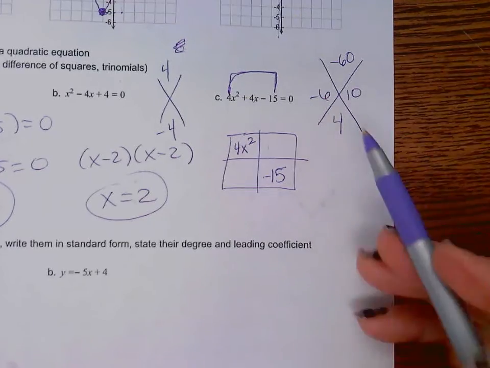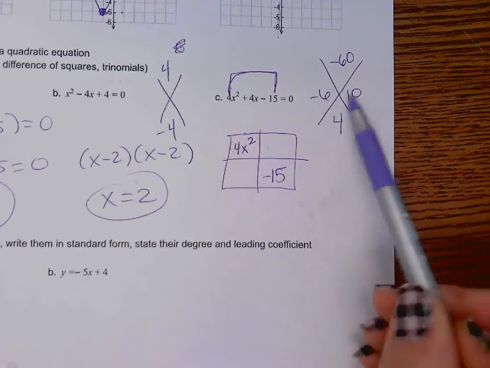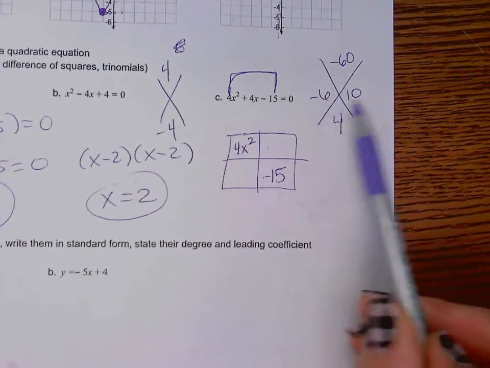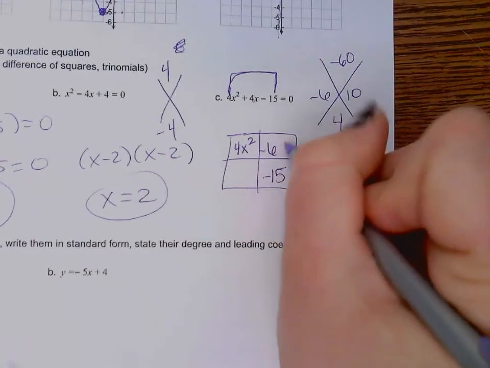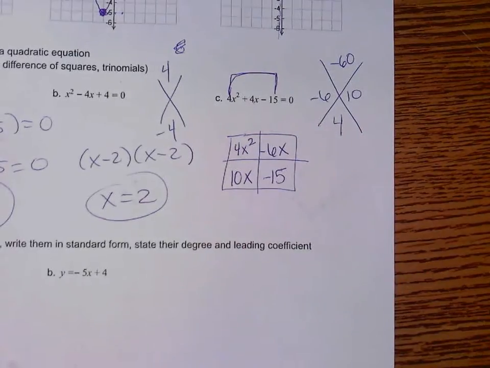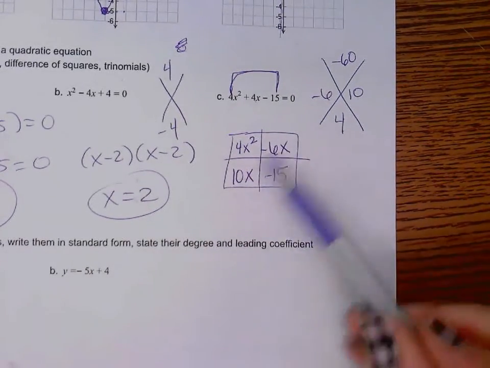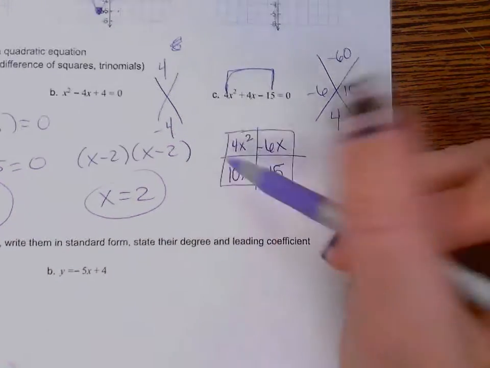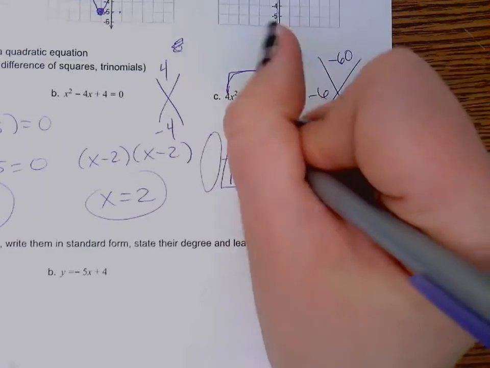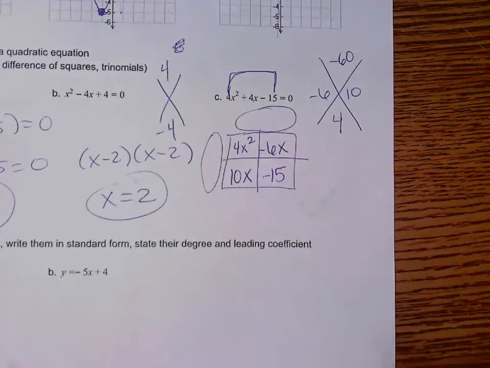Right, so -6 times 10 is -60 and adds to 4. So these are how you're going to split up your 4x into these boxes. -6x, positive 10x. It doesn't matter which box you put those in, just make sure you put the x at the end of them. So now I need to come up with what times what is going to give me the product of all those things.